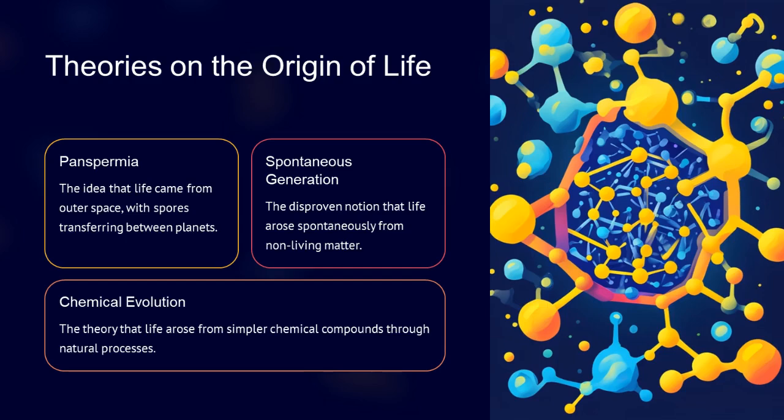Several theories attempt to explain the origin of life. Panspermia suggests life came from outer space, with spores transferring between planets. Spontaneous generation, now disproven, proposed life arose spontaneously from non-living matter. The widely accepted theory is chemical evolution, where life arose from simpler chemical compounds through natural processes.